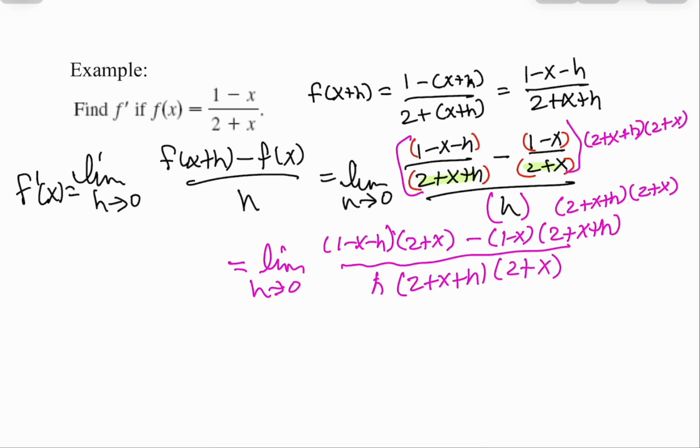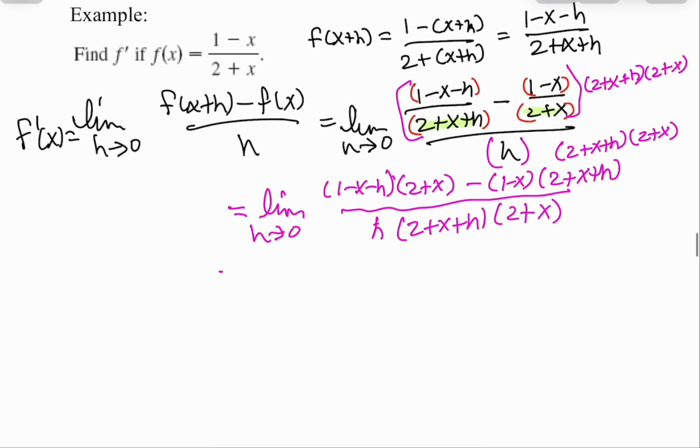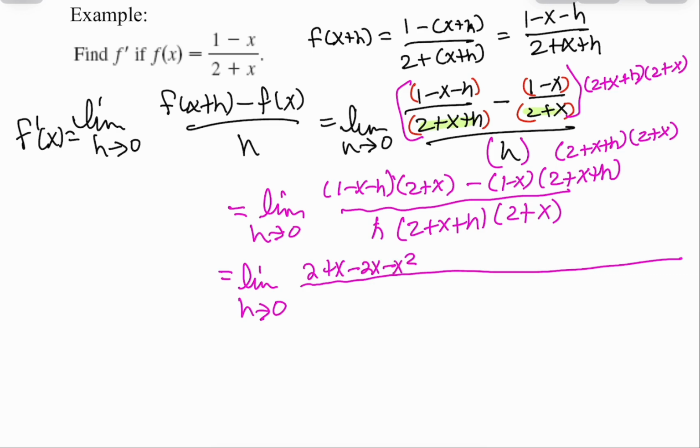Okay, so I kind of gave you a clue as to what we're going to do next. We are going to multiply out the top list of things. We're just going to list it. It's going to be a big old list, so you've got to be really careful. And if you catch me making a mistake, let me know. Okay, so we're going to get 2 plus x minus 2x minus x squared minus 2h minus hx.